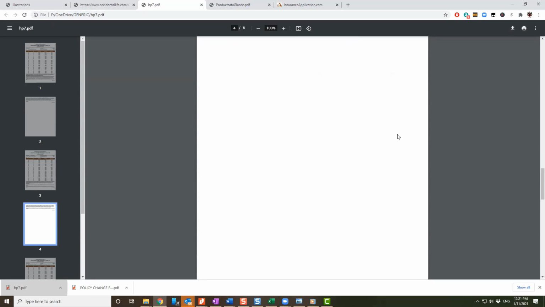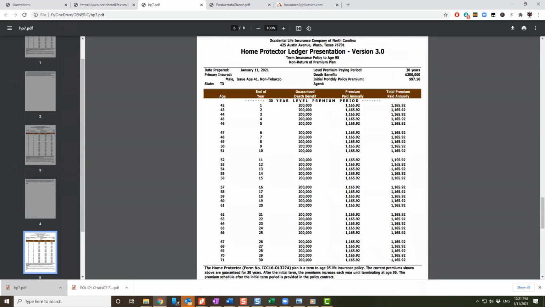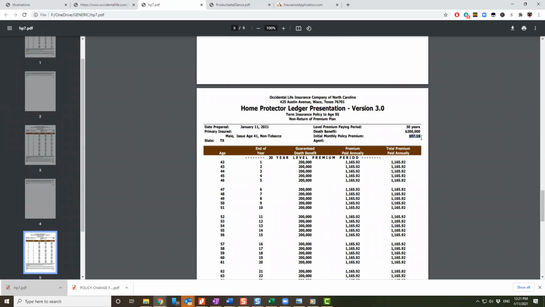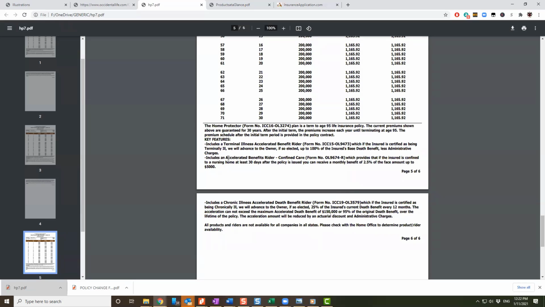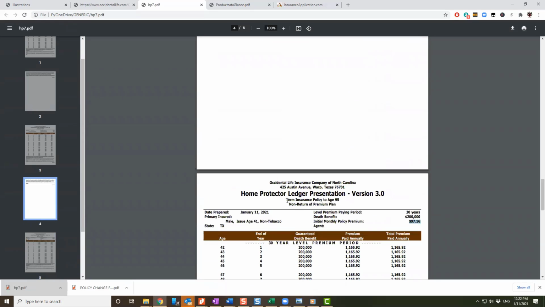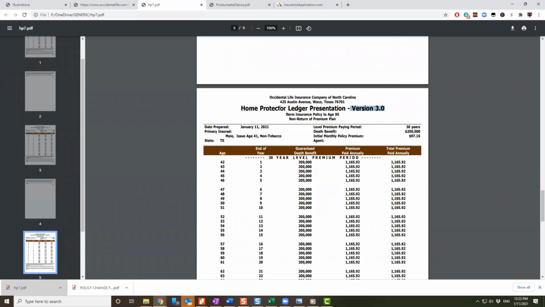150,000, $74, same benefits. 200,000, $97, same benefits, as you can see. But one of the things you want to take note of and look at is the term insurance policy to age 95, because this one is guaranteed to age 95. So you have the same guarantee of converting this policy to a permanent policy up until the age of 95. So this is 30 years.